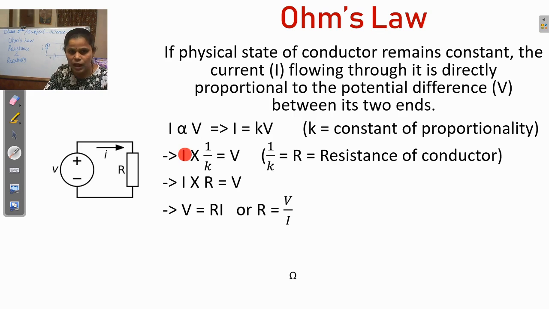So just adjust: I into 1 upon k equals V. Here 1 upon k equals R, the resistance of the conductor. Write R in place of 1 upon k. So the equation is I into R equals V, or V equals IR, or R equals V upon I. This is Ohm's law. Got it, students?